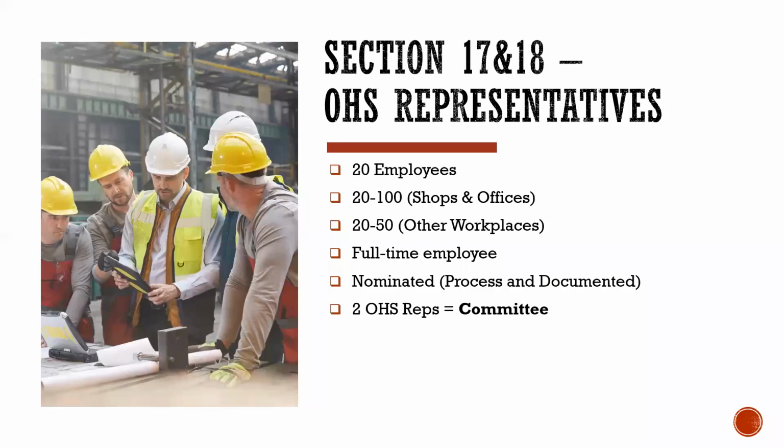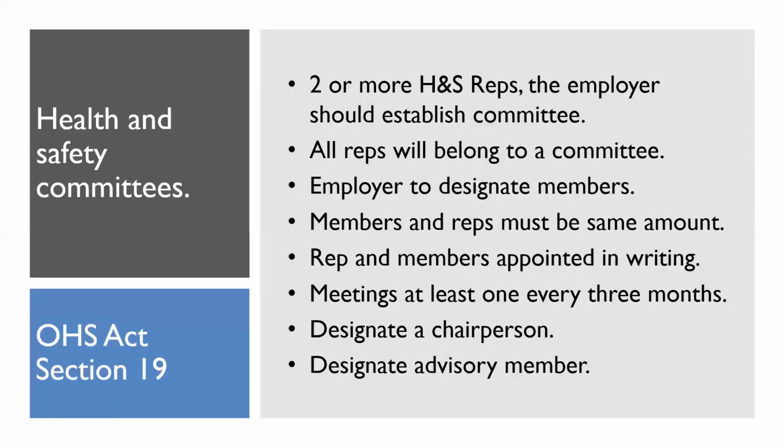So as a recap, if you have 20 employees or more, you have to have a health and safety rep. If you work in a shop or office, you have to have a health and safety rep from 20 employees to 100 employees. If you work in any other workplace other than a shop or office, you have to have one health and safety rep from every 20 employees to 50 employees. You can only appoint or nominate a full-time employee. You must have a documented process for nominating and electing a health and safety rep. And please ensure, as soon as you have your second health and safety rep, you must institute a health and safety committee.